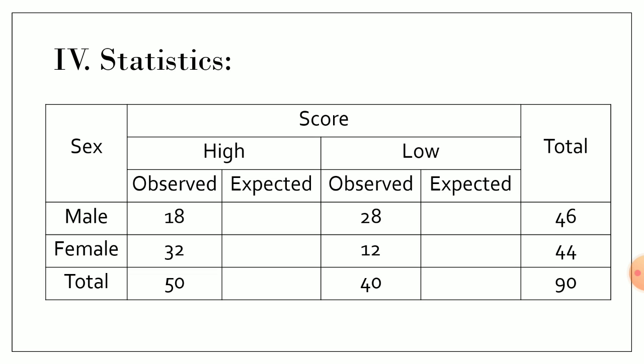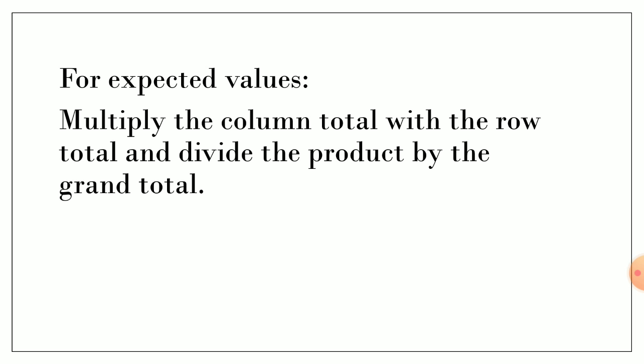Next will be the statistics. So we have here the table. Under score, we have high and low. Under high, we have observed and expected. Same with low score. So we need to find the expected frequencies on both male high, female high, male low, and female low. For expected values, multiply the column total with the row total and divide the product by the grand total.